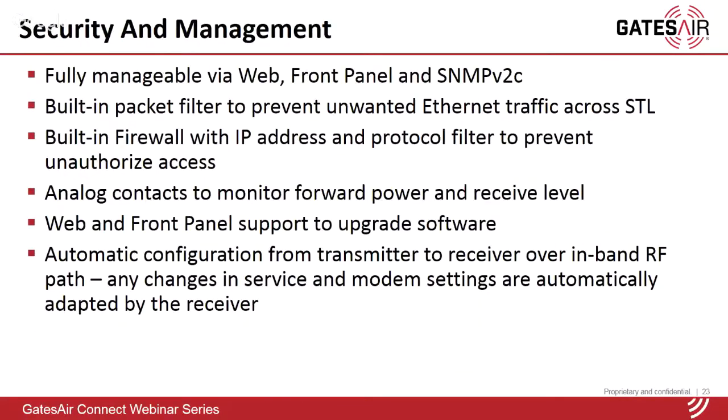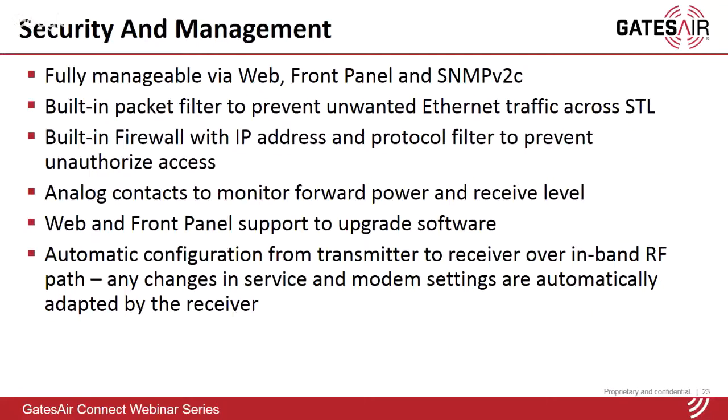Just a quick summary of the control and the management. HT Link supports web, front panel, and SNMP to configure and monitor the system. There is a packet filter on the transmitter to only send selected Ethernet packets from the studio LAN across the STL. This filter prevents unwanted LAN traffic to get over the RF link and use up the bandwidth and impact your audio services. There is also a built-in firewall with the IP addresses and protocol filters to prevent unauthorized access.